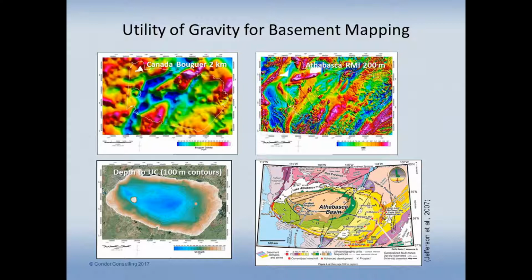Also, there are differences between the gravity and the magnetics, which are potentially useful for mapping. We can have dense features that are magnetic lows, excess mass features that are relative mag lows, or we can have the reverse. This helps us to map the units on a regional scale.